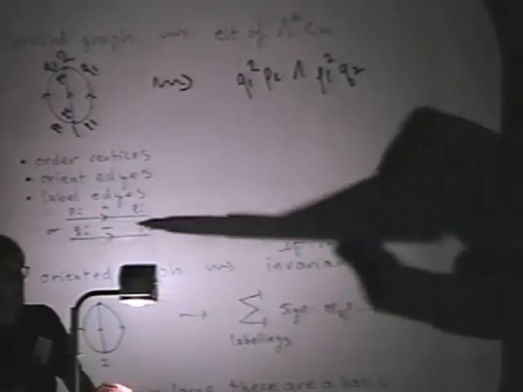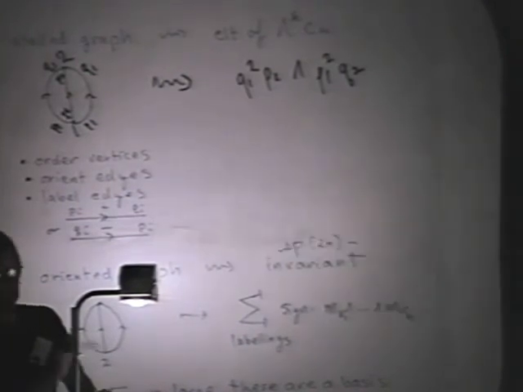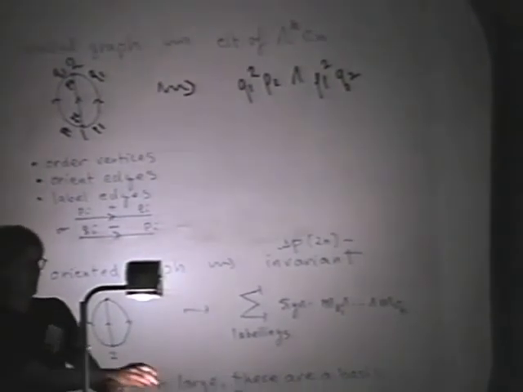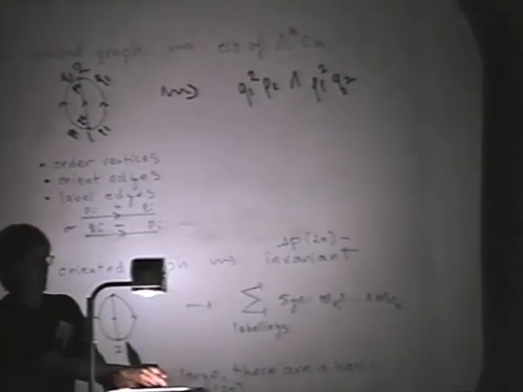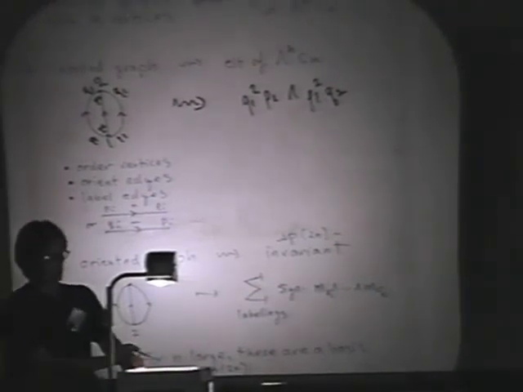Depending on if it's this kind of an edge, I get a plus sign. If it's this kind of an edge, I get a minus sign, and I multiply them all together, I get a sign. So this gives me a recipe. Given a graph with ordered edges and ordered vertices and oriented edges, I get a sum of terms in this exterior power, and it turns out that it's an invariant. That's also fun to check graphically.